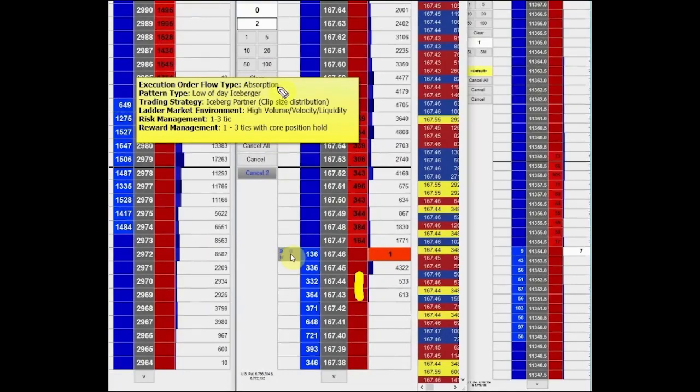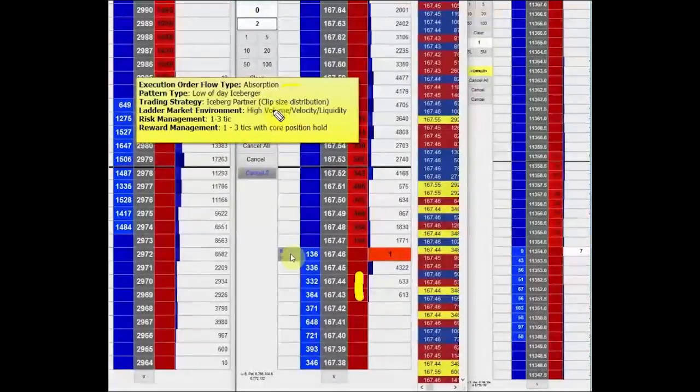So the play that we're looking at here is an absorption play. The pattern type is a low of day iceberger. Always know at your critical areas, either your high of day or low of day, what does a high amount of volume look like, or what does a low amount of volume look like. When you see almost 10,000 contracts exchanged in this specific market, the Bund, once it's traded from the highs to the lows of the day, and you're seeing the market being blocked out of the 45s and 46s, we're looking to execute a potential trading strategy called the iceberg partner.